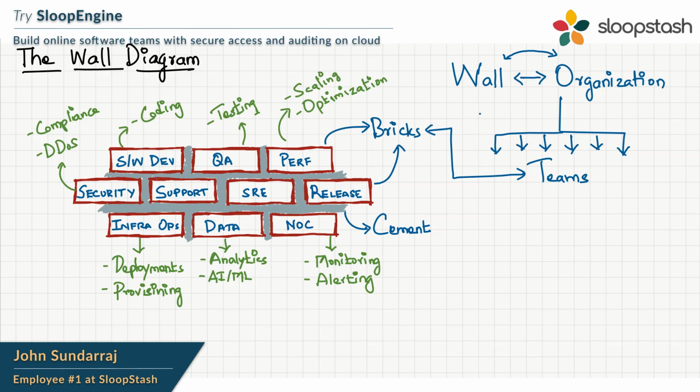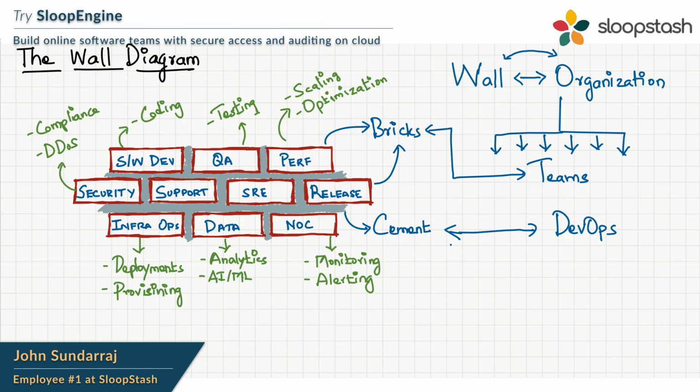So far, we have learned how to compare the wall with the organization, and we have also learned how to compare the bricks with the teams. We have also seen what are all the possible teams available in the organization, and we have seen the tasks or roles of each and every single team. Now it's time to learn where the DevOps team or DevOps role fits into the organization. To understand it, let me first try to compare the DevOps team with the cement in this wall diagram.